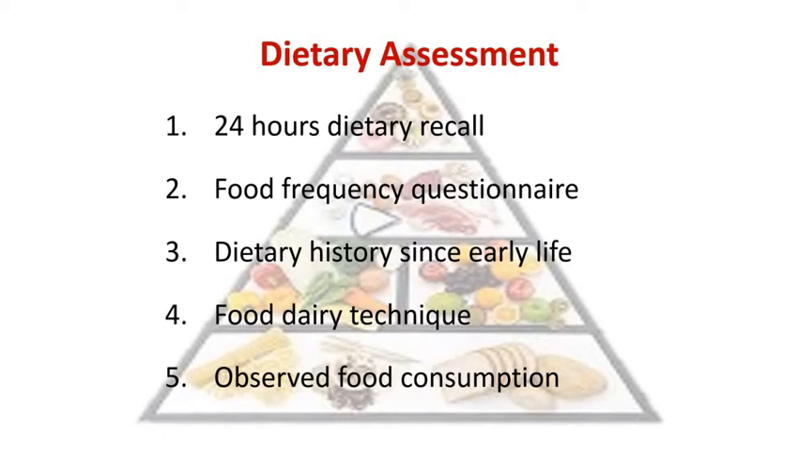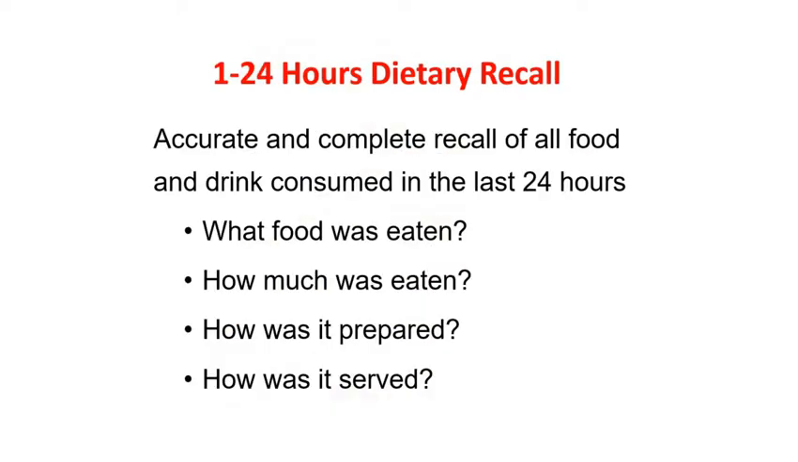Dietary intake is normally measured in one of two ways: measuring current diet, that is prospectively, and measuring past diet, that is retrospectively. Both broad methods have advantages and disadvantages. There is no one perfect method, and we can do dietary assessment by 5 methods. First is 24 hours dietary recall, then food frequency questionnaire, dietary history since early life, food diary technique, and observed food consumption. Let's see all of these one by one.